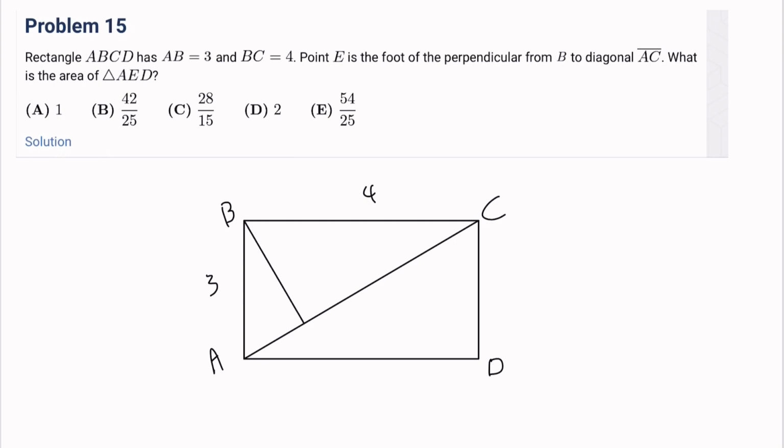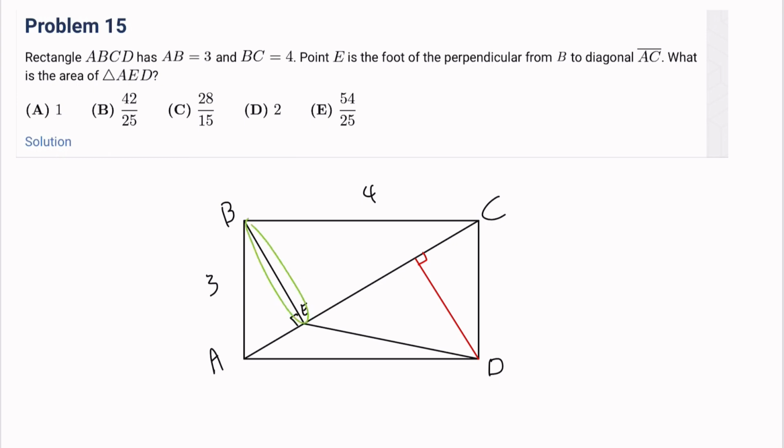And so this is E. What is the area of AED? So we'll have to draw another line like that, right? And so we are trying to get this area, right? But then if you drop a line like that from D to AC, and make this one also perpendicular, this is also perpendicular, right?